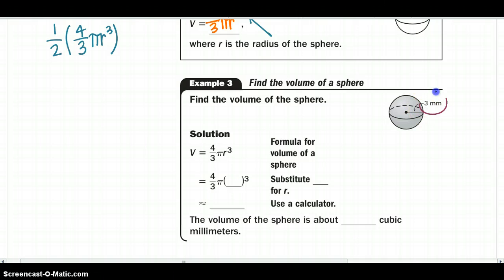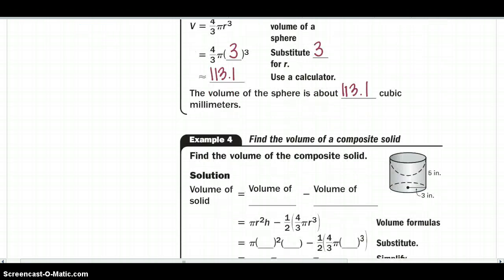All right, we need to find the volume of our sphere. And again, the only thing we really need is that radius. So we are given that. We're going to substitute 3 millimeters in for r. So it'd say 4/3 pi 3 squared, which would give us about 113.1 cubic millimeters. Pretty easy stuff so far.